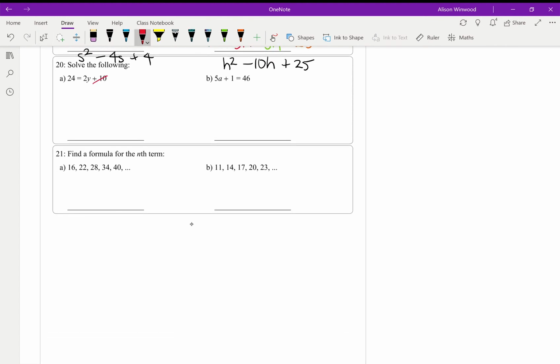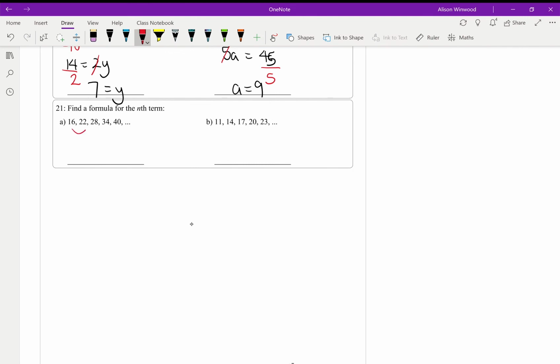Opposite of add 10 is to subtract 10, so I get 14 equals 2y, and then divide by the 2 gives me 7 equals y. Opposite of add 1 is subtract 1, so 5a equals 45. Divide by 5 gives a equals 9.